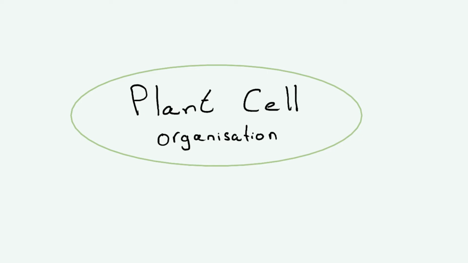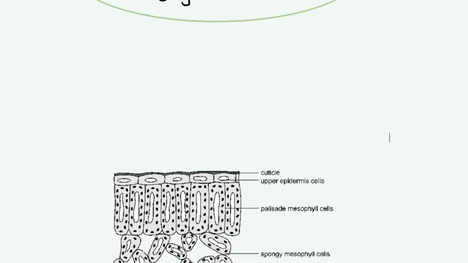Okay, hi, so welcome to this video on plant cell organization. Now I'm going to keep this video fairly brief. We're just going to talk about different tissues which exist within a plant and the function that each tissue has. So first of all, what we're going to do is have a look at a leaf.